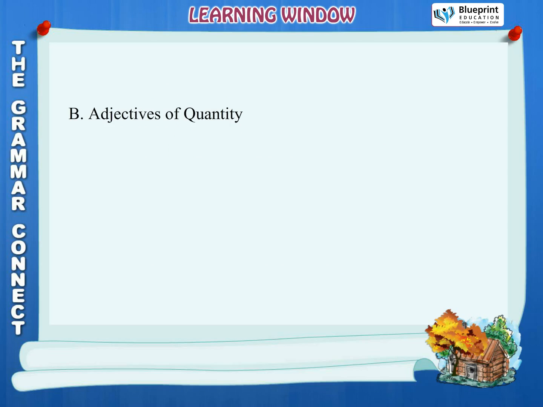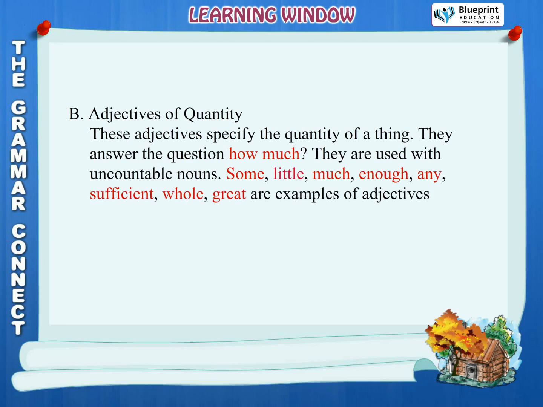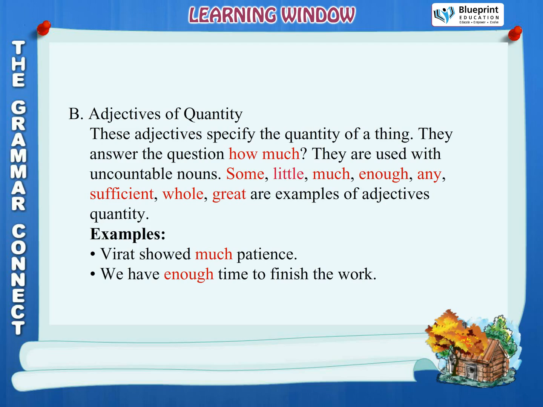B. Adjectives of quantity. These adjectives specify the quantity of a thing. They answer the question, how much? They are used with uncountable nouns: some, little, much, enough, any, sufficient, whole, great, are examples of adjectives of quantity. Examples: Virat showed much patience. We have enough time to finish the work.